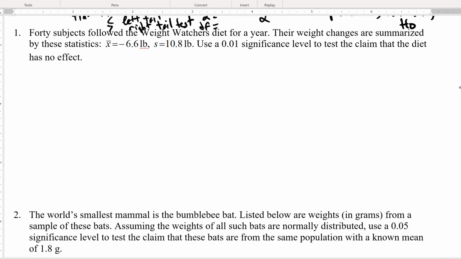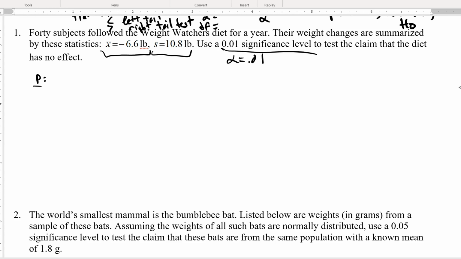40 subjects follow the Weight Watchers diet for a year. The weight changes are summarized by these statistics. We have a mean, an x bar, the standard deviation, and a 0.01 significance level. What is that? They've given us an alpha, so we're not going to use 0.05. They told us what to do. And test that the diet has no effect.